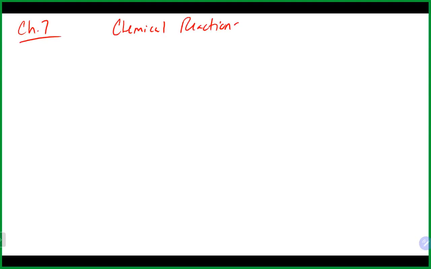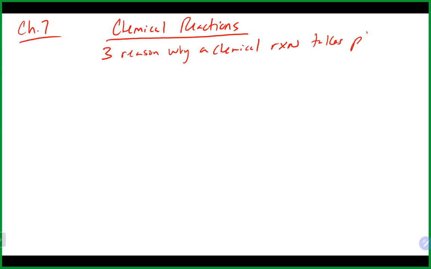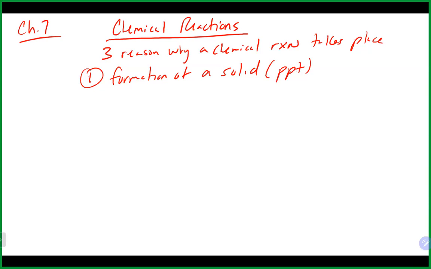And there's really sort of 3 reasons why a chemical reaction takes place. Those 3 reasons are the formation of a solid, which is sometimes referred to as a precipitate, sometimes abbreviated as PPT. It's basically some type of solid formed as a result of mixing a couple of solutions together. Another reason is the formation of water.